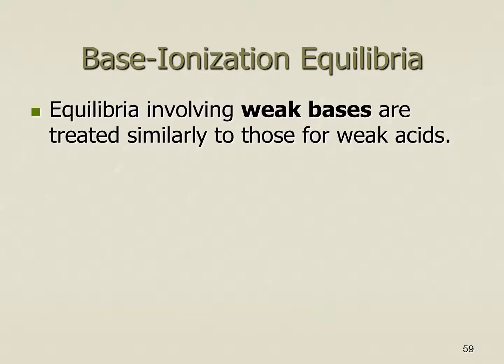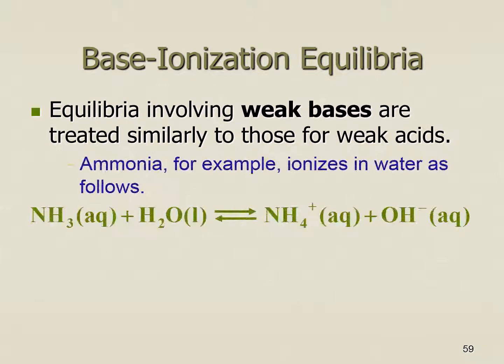All right, so let's move on to base ionization equilibrium, which is going to be very, very similar to acid equilibrium. Basically what happens is you put a base in water. So here's ammonia plus water, and we saw this back in the last chapter. This time the base will accept a proton to become NH4+, and OH- is produced. But the same thing is we set up an equilibrium.